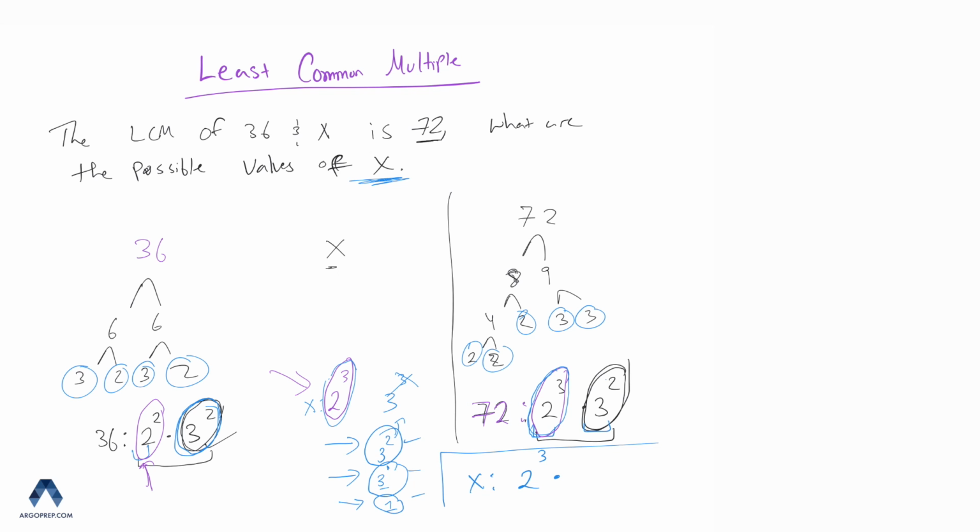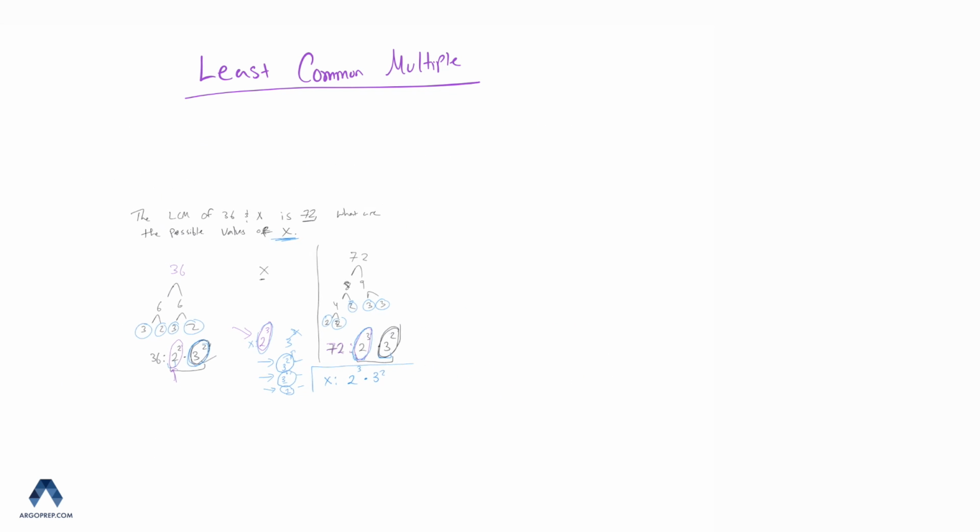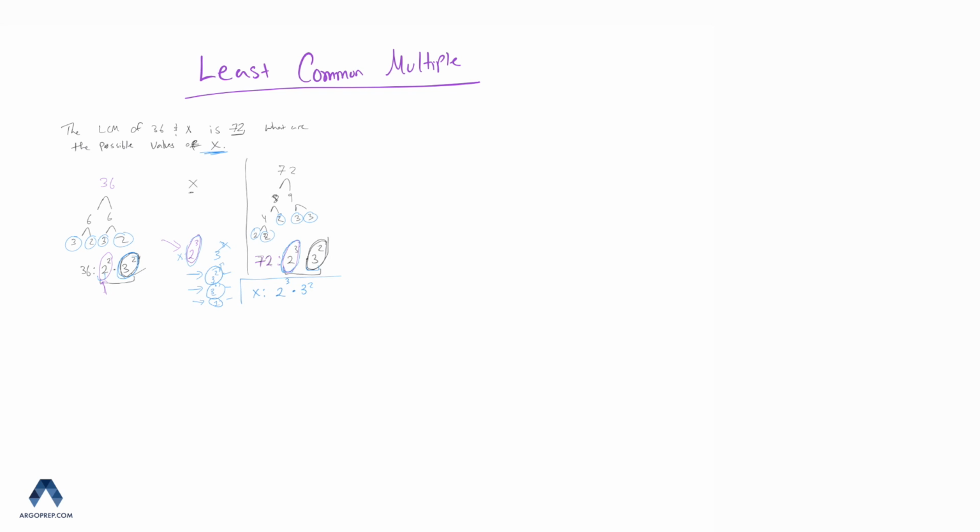I can have 2 to the third times 3 to the second. So I can have, actually, let me make this smaller so I can show more work over here. So what are my possible things that x can be? Well, let's put x is equal to 2 to the third times 3 to the second power. X can also be equal to 2 to the third times 3 to the first power. X can also be equal to 2 to the third times 3 to the 0 power, which is essentially just 1. Anything to the 0 power is just 1.